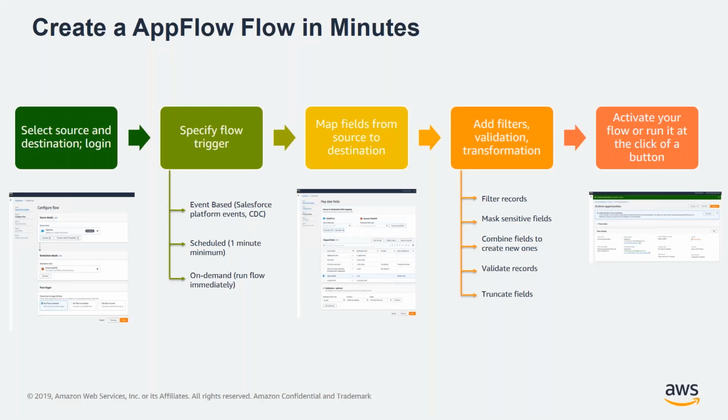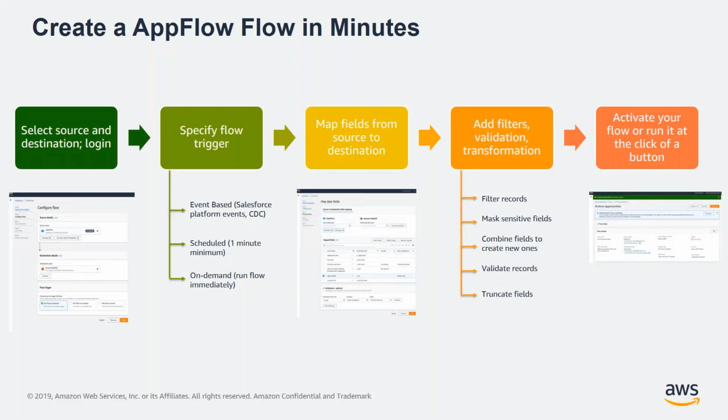So you can say, hey, if there are records that don't have a valid date field or a valid account ID field, don't bring them in. And of course, you can also truncate. If you have a large number of characters and you want to truncate it, you can always add truncation. And that's pretty much it.